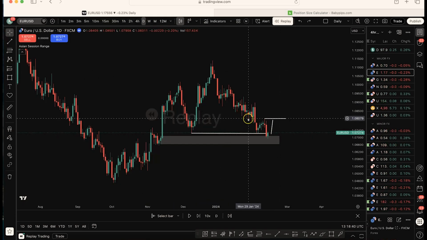How do we know that? Because the break that's taking place here is not a clean break. It's not a break of significant structure. It's actually leading out to look like a sweep of liquidity and a fill of imbalance. With that said, we could then anticipate a continuation of further upside.